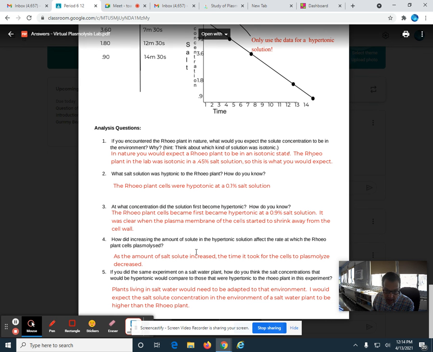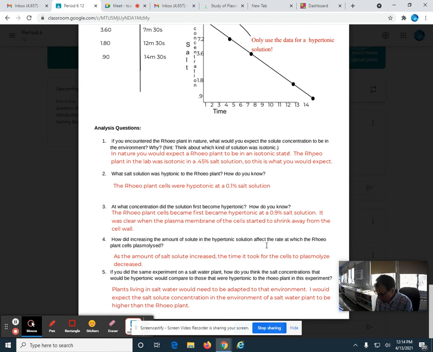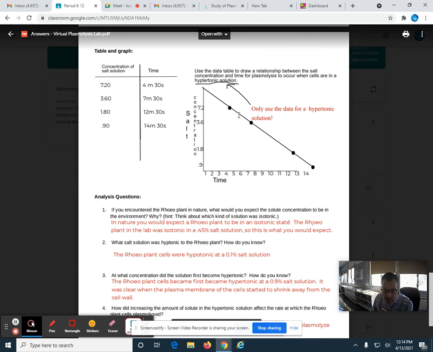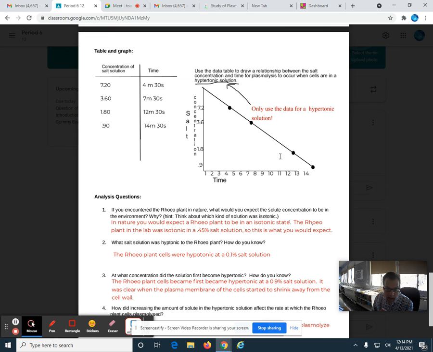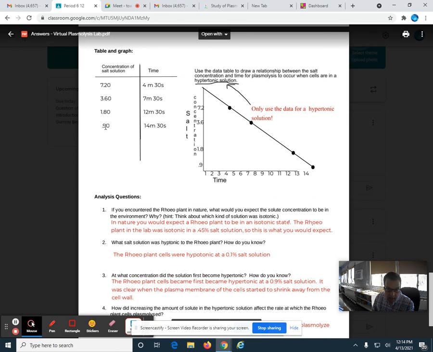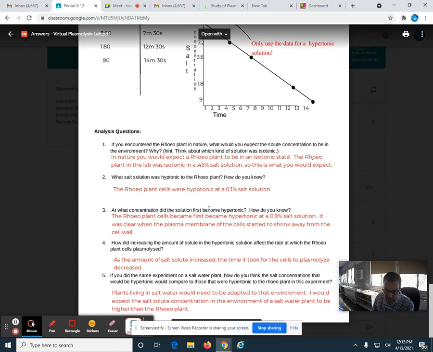How did increasing the amount of solute in the hypertonic solution affect the rate? A lot of you don't understand that a rate is the time it takes. So as you increase the hypertonic solution, the rate at which the Roeo plant plasmolyzed increased. It took less time. It decreased, right? So we saw that, right? This is our relationship. At the highest concentration, at 7.2%, it only took about 4 minutes, 30 seconds, right around here, versus at 0.9% salt solution, it took 14 minutes.